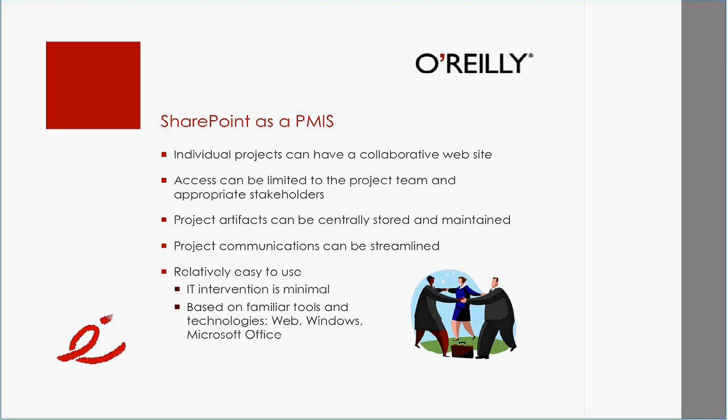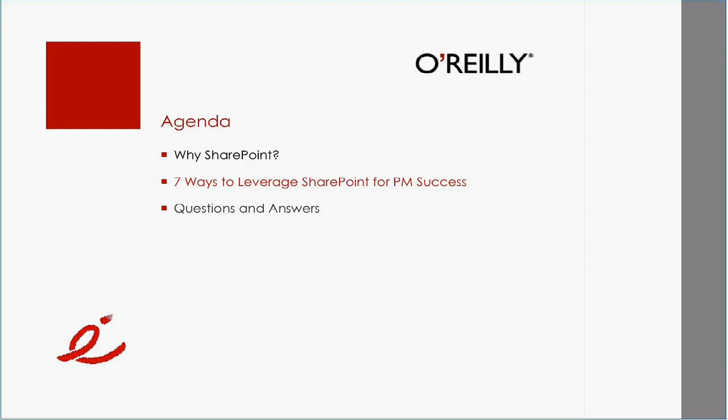Well, obviously, with SharePoint as a PMIS, individual projects can have a collaborative website, which I'll show you in a while. Access can be limited to whoever's involved in that project. And like I said, if this is set up right, IT intervention is minimal. Project communications can be streamlined. Project artifacts can be centrally stored and maintained. And by maintained, I mean things like versions, who touched what, when, which you can easily pull up, based on familiar tools. So let's look at these 7 ways to leverage SharePoint for project management success.